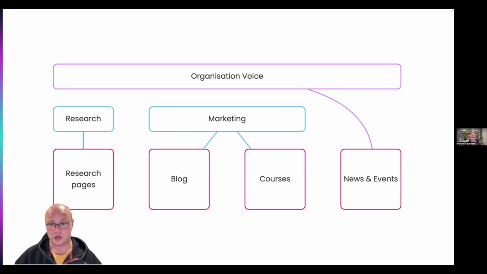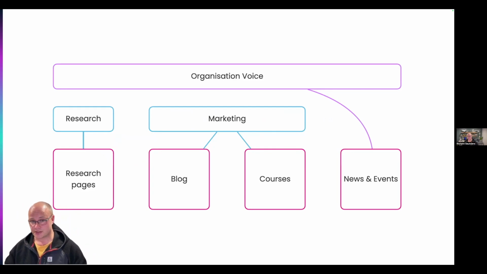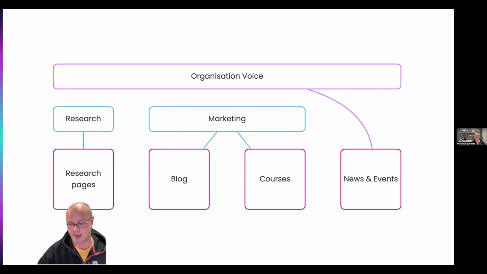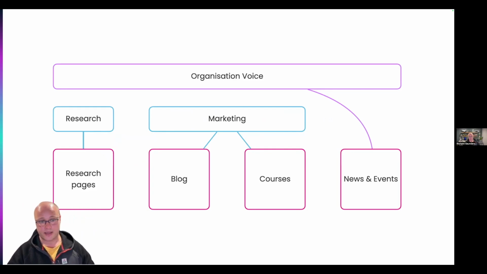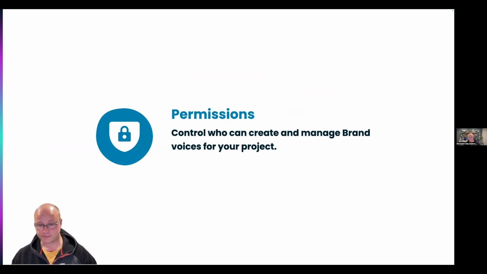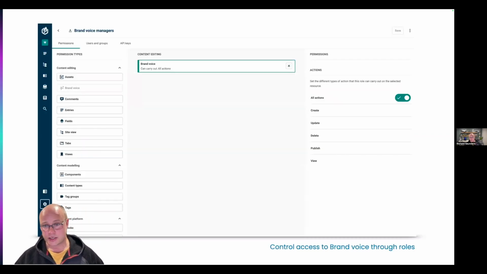So it could look something like this. So your organization's voice is used on news and events. You might have a marketing voice that's used for blogs or courses, and then that research focus in the research pages of your site. Again, this is all backed by roles and permissions, so you can control who can create that brand voice in your project. So who can create them, update them, delete them, and publish those brand voices out.